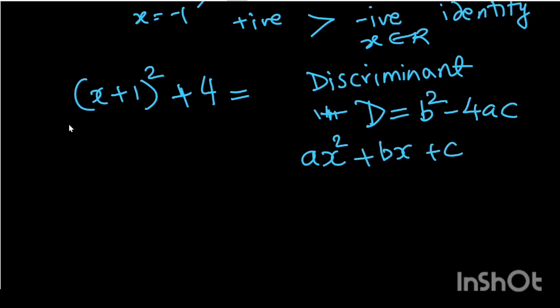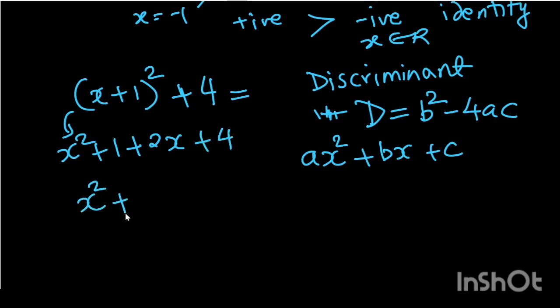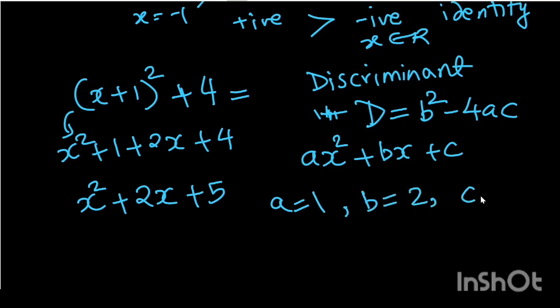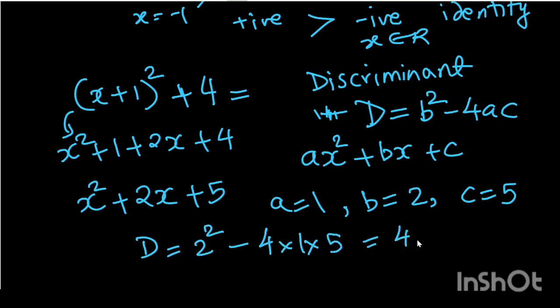So here, if I check the discriminant of this, first I will open this, and then 4 plus 1 will give you 5. So x square plus 2x plus 5. Now if I check the discriminant of this, where a, the coefficient of x square, is 1, b, the coefficient of x, is 2 and the constant is 5. Substituting here, d is equal to b square minus 4ac. So b square means 2 square minus 4ac, 4 into 1 into 5. It becomes 4 minus 20, which is minus 16, which is negative, guys.